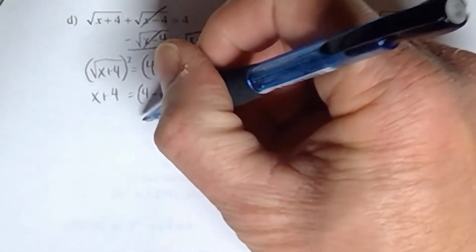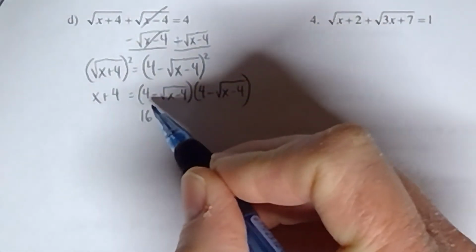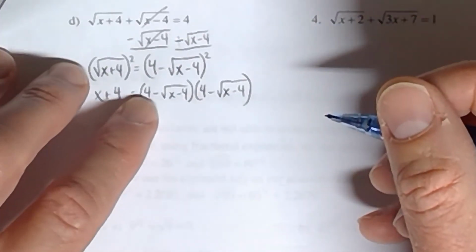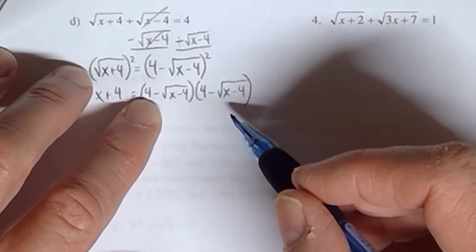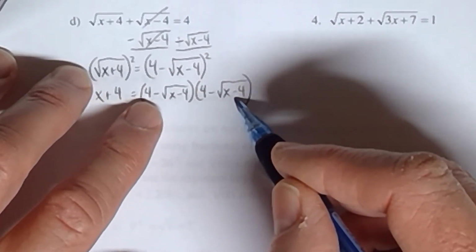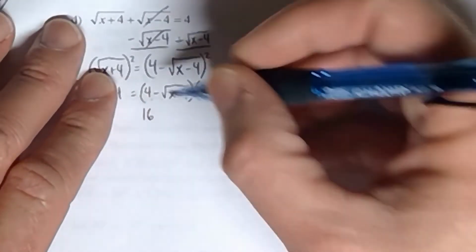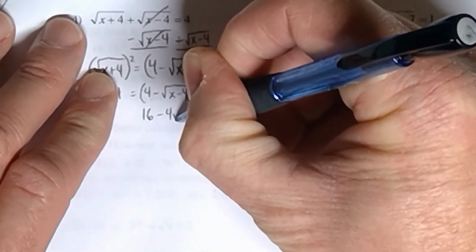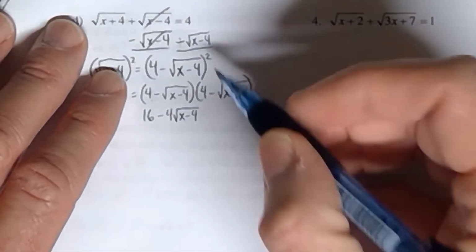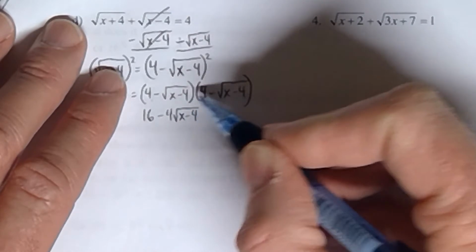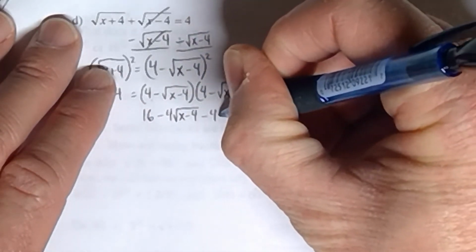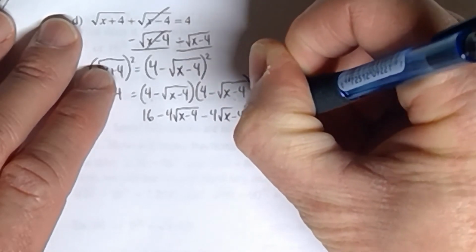So 4 times 4 is 16. 4 times negative the radical there. You can't multiply something outside of a radical by something inside. So these two things that I'm pointing at, when I multiply them, they just smush together. We don't combine anything. We just say minus 4, square root of x minus 4. And then 4 times this radical, again, it's the same two things being multiplied, so it's the same answer, minus 4, square root of x minus 4.